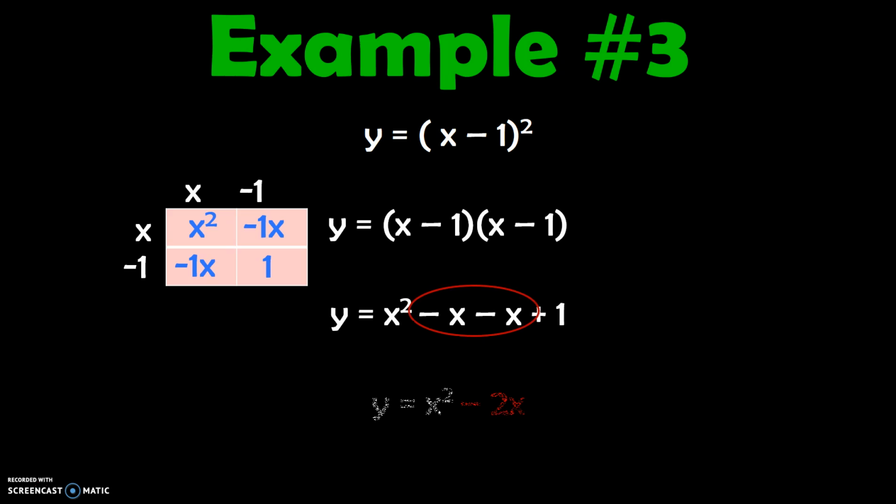And when I combine them together, I get y is equal to x squared minus 2x. The 1 has nothing to combine with, so I'm going to tag it on at the end, and that's done. Again, I don't have to combine the 1 with anything because we didn't have anything.